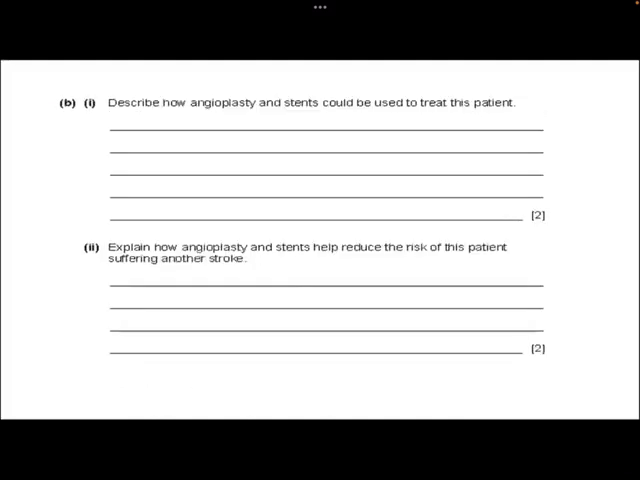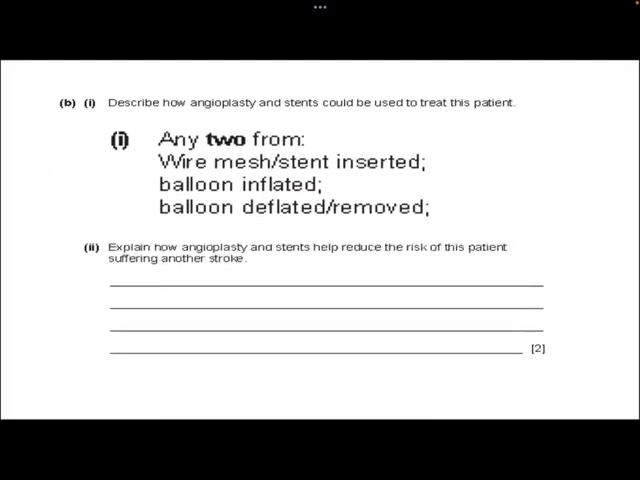Describe how angioplasty and stents could be used to treat this patient. So this is for 2 marks. Think of what you would say. So your angioplasty is a wire mesh or a stent being inserted. The balloon is inflated and then the balloon is deflated or removed and the wire mesh will remain.